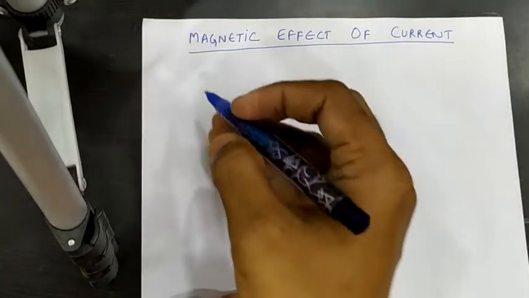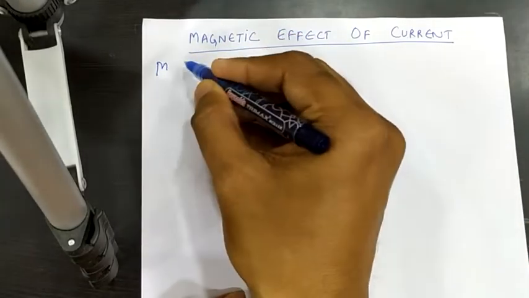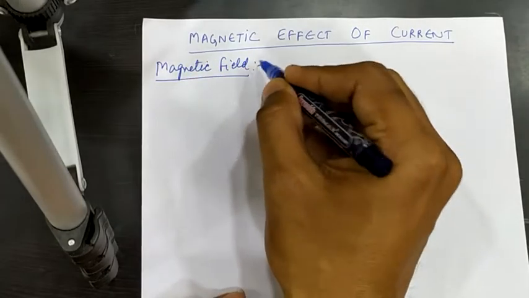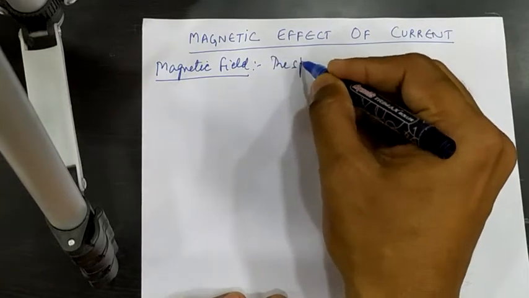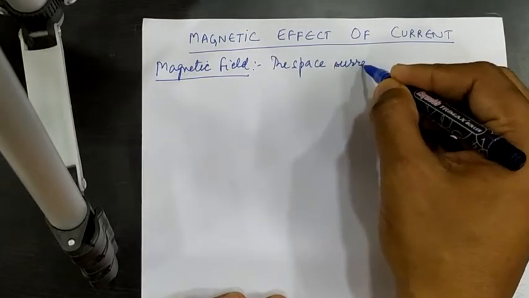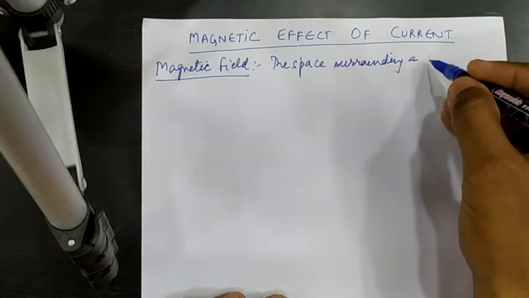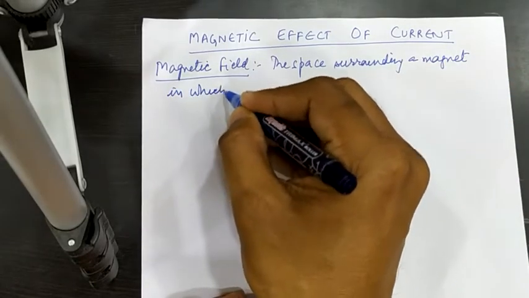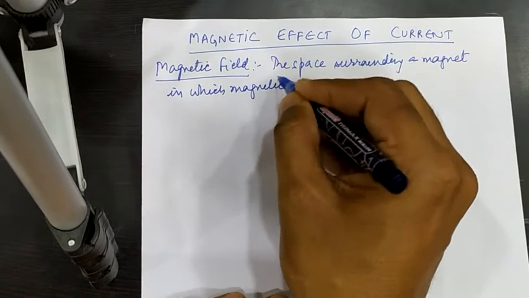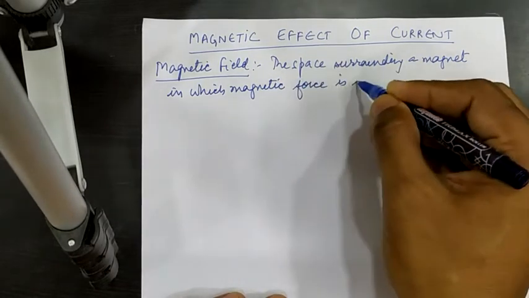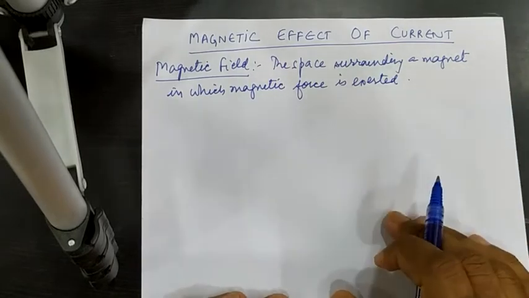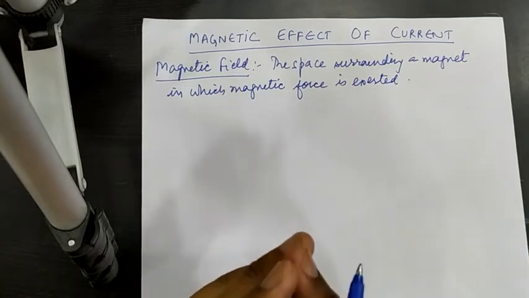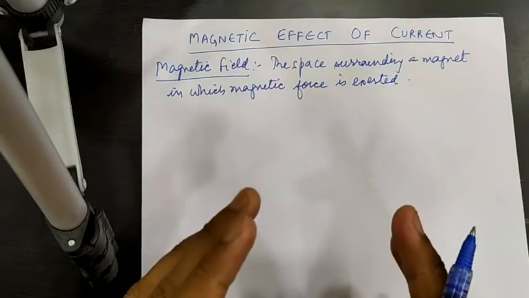So one important term that now comes is the magnetic field, that is, what a magnetic field is. A magnetic field is the space surrounding a magnet in which magnetic force is exerted, means the influence of that magnet is seen. The space surrounding that magnet in which its influence can be seen, we call it a magnetic field.